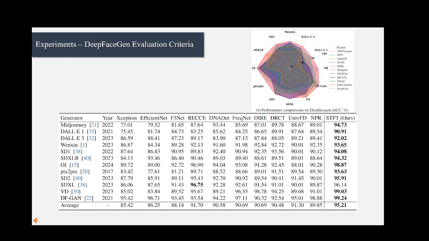Following the DeepFakeGen evaluation criteria, we compared STFT with leading generated image detection methods. Training and testing were performed on the same dataset, which contains real images, as well as images generated by 12 different forgery methods, including DALL-E. The dataset was split into training, validation, and test sets in a 7:1:2 ratio. As shown in the figure, STFT outperformed all methods in all 12 subsets.